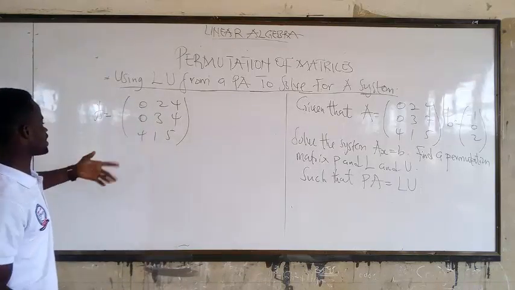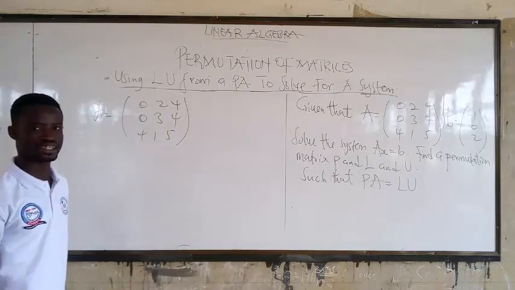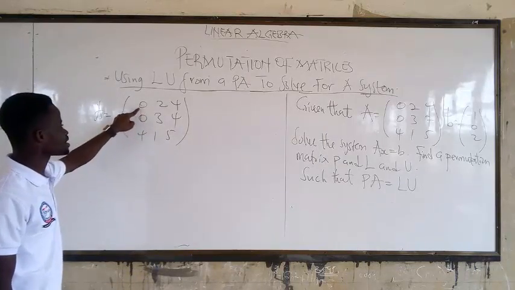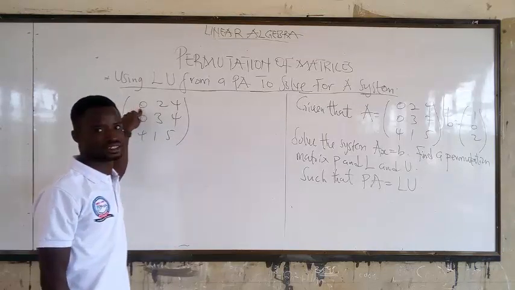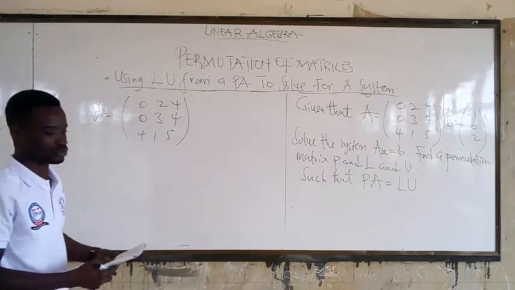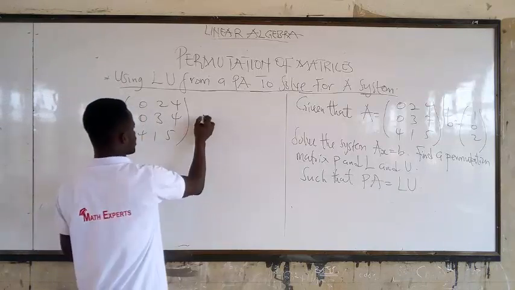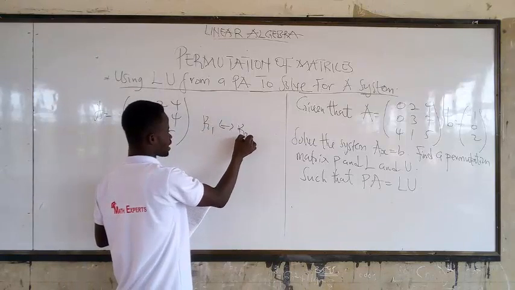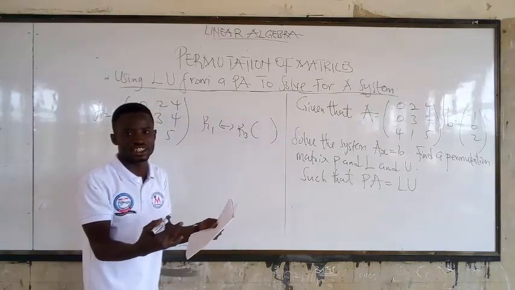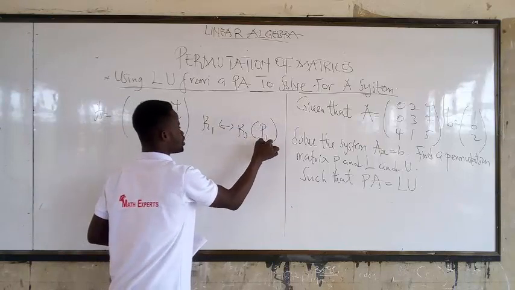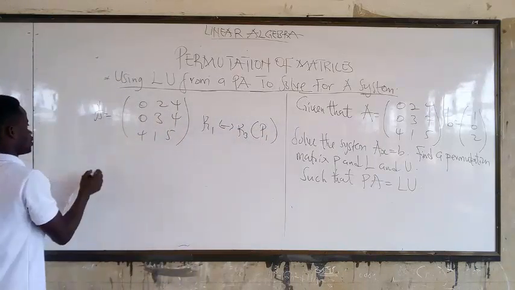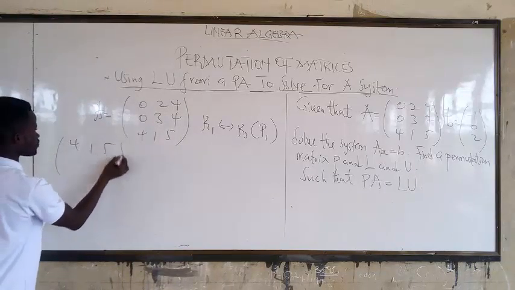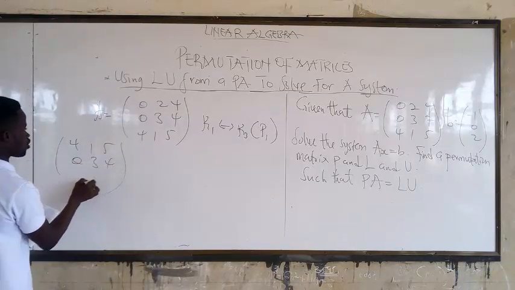So you can see that you have to do something, right? We want to achieve 0, 0, 0 here, but why are we getting 0 here? It can't be that. So we have to swap, or interchange R1 and what? R3. And that interchanging or swapping will bring what? P1, the first permutation.